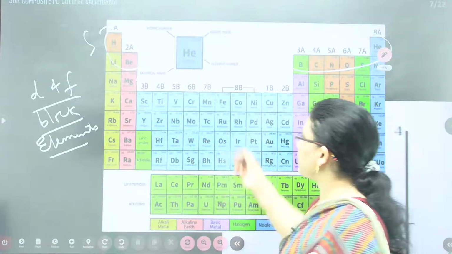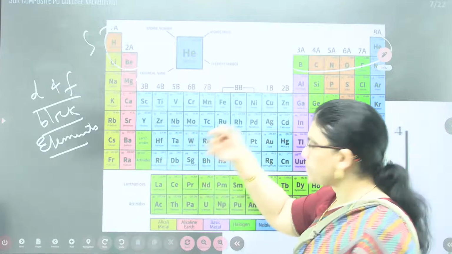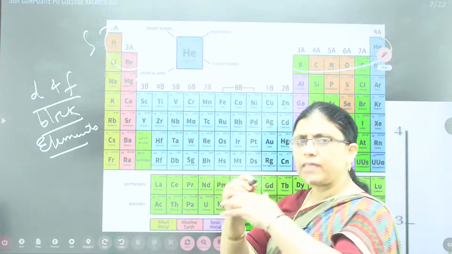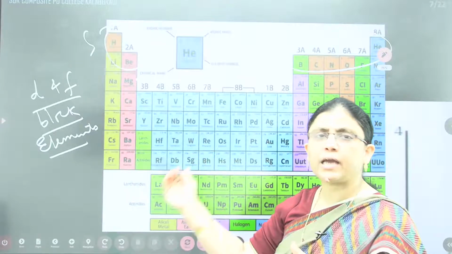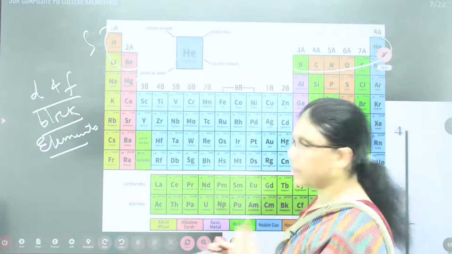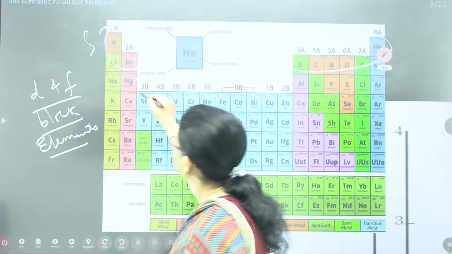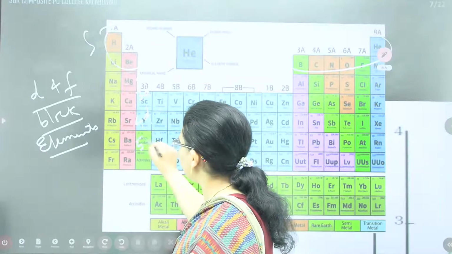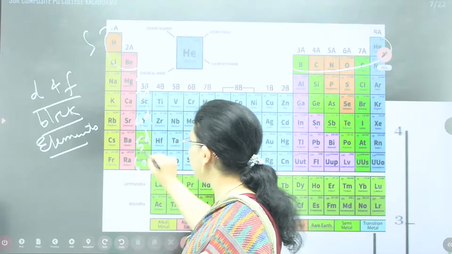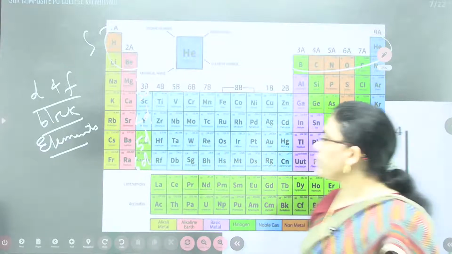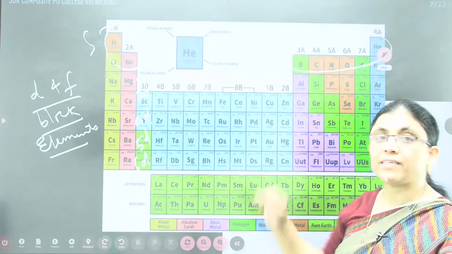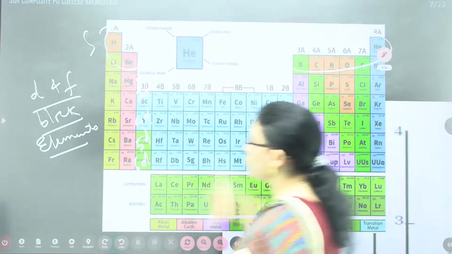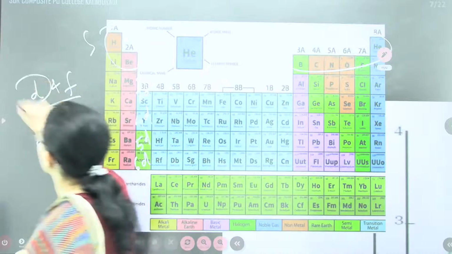As we said in the previous class, depending upon which atomic orbital the last electron enters, we can classify it as S block, P block, D block and F block elements. In the case of the D block elements, this series is called the 3d series, this is the 4d series and this one is the 5d series. Similarly, we are having the 6d series. But remember one thing, F block elements are called inner transition elements, whereas the D block elements are called transition elements. D block are called what?